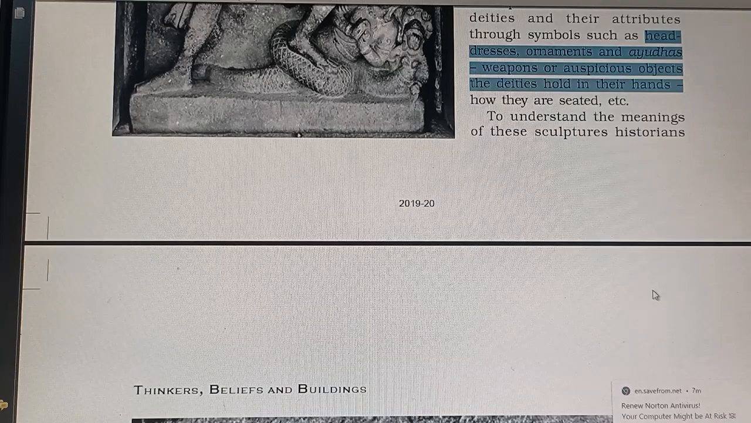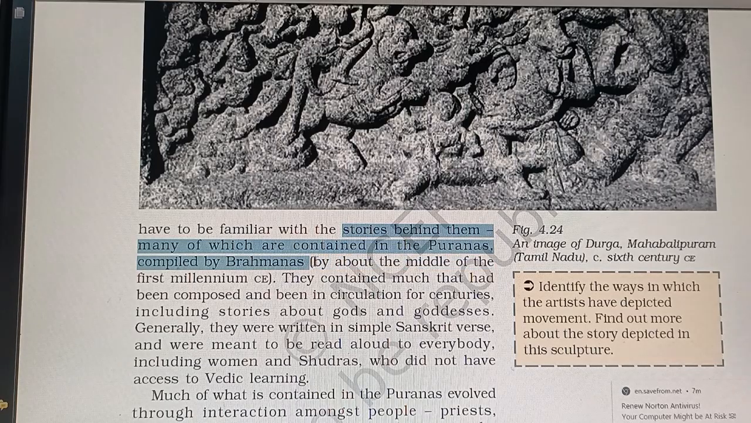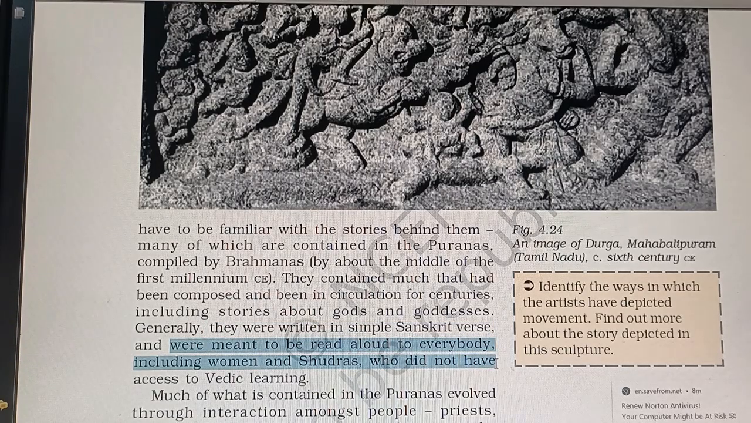Historians tried to understand the story and the meaning of the sculptures, and to understand that, they started finding the stories behind them with the help of the Puranas, which were compiled by the Brahmins. They were mainly written in simple Sanskrit verses, and were meant to be read aloud to everybody, including women and Sudras who did not have access to Vedic learning. So this is how we see, children, Puranic Hinduism started growing.